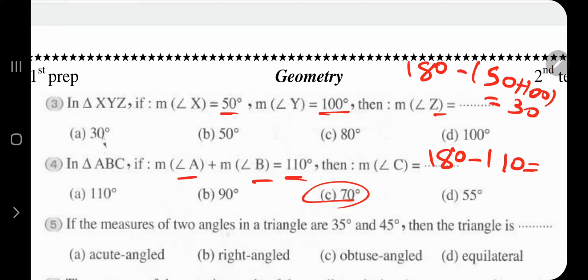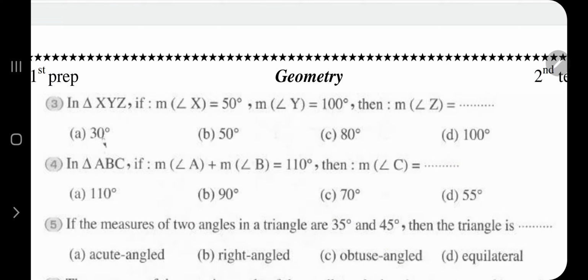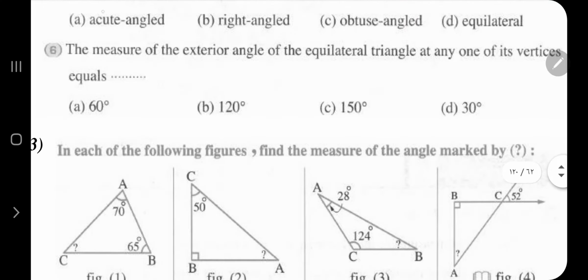If the measures of two angles in a triangle are 35 and 45, the triangle is... at first I will find the third angle: 180 minus (35 plus 45), which is equal to 100. That means the triangle is obtuse.